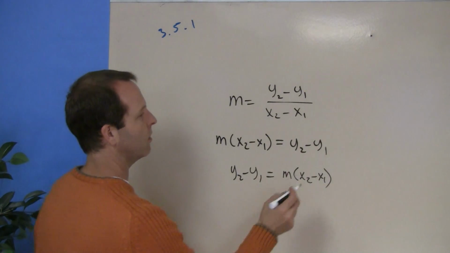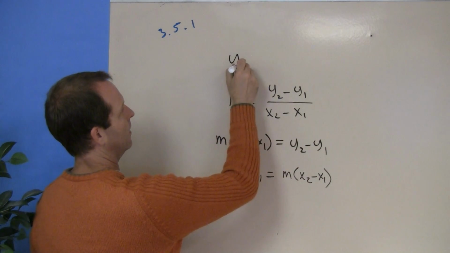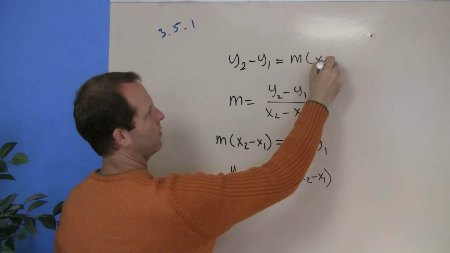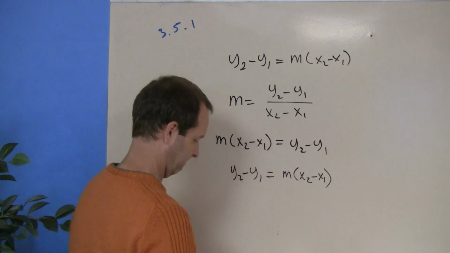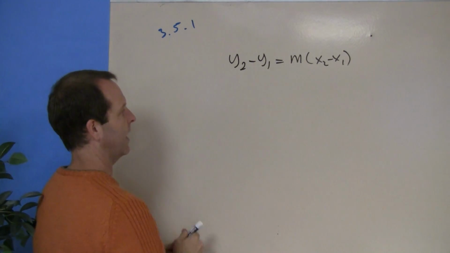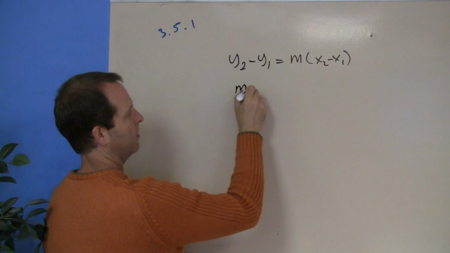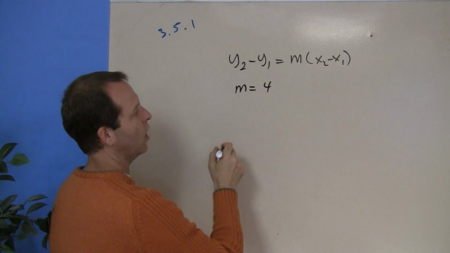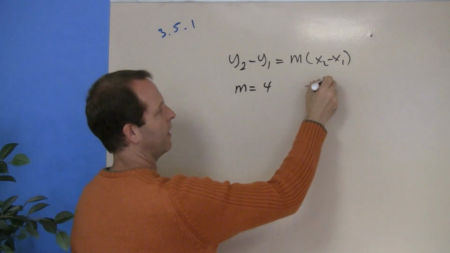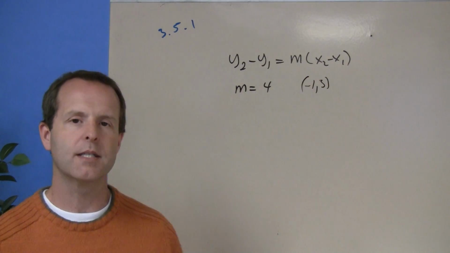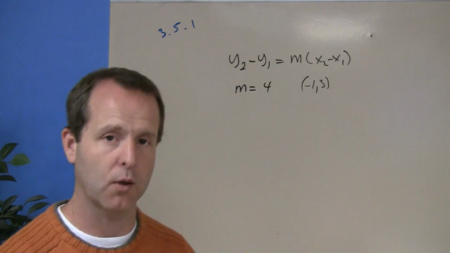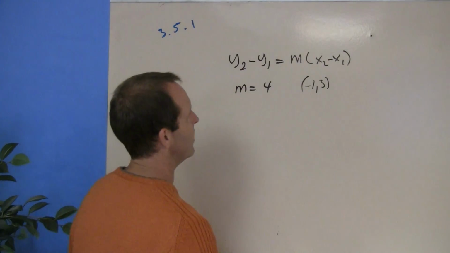So let's say, for example, and let me rewrite it up here, y2 minus y1 equals m times x2 minus x1. Let's say that I'm given some information. For example, I'm given a slope equal to 4, and I know that the line with this slope passes through the point -1, 3. I'm given two pieces of information, a point and a slope. And based on that, we can come up with the equation of the line. So let me show you how we do that.